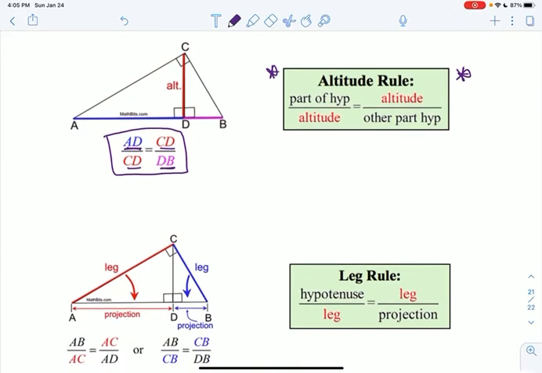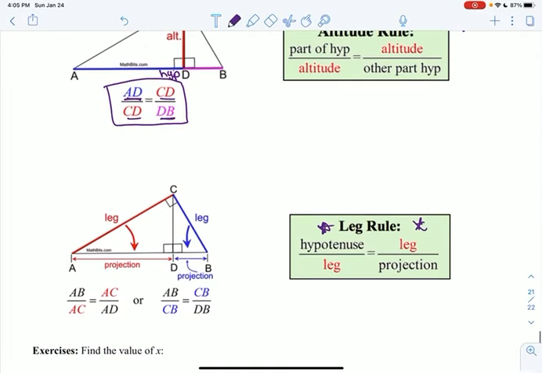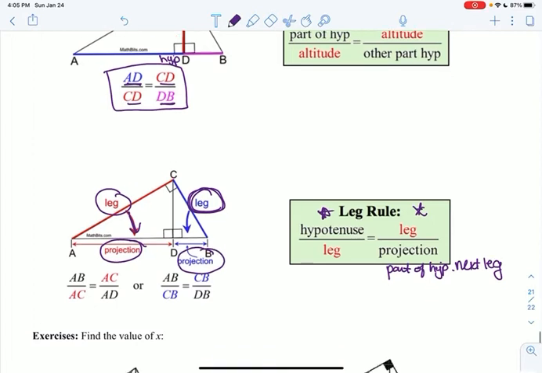This is the altitude, and this is your hypotenuse. The leg rule is going to use the leg. Now it depends which leg that you're using, but the leg is going to go in the bottom left and top right. The whole hypotenuse is going to go in the top left, and the projection is just the part of the hypotenuse next to the leg that I'm talking about. So again, if I'm talking about this leg, I would use this part of the hypotenuse. If I was talking about the leg on the right, I would use that part of the hypotenuse.